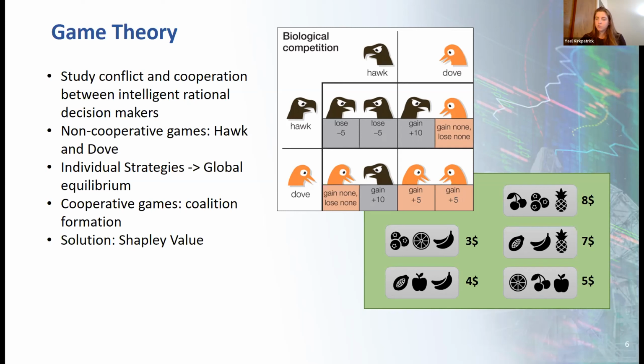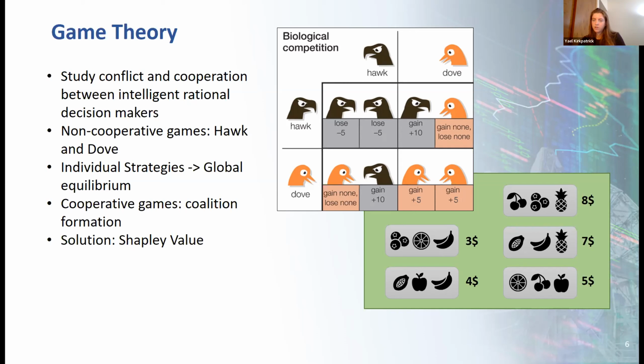Another example of a game is a cooperative game, where instead of players playing against each other and optimizing their own success, they try to optimize something together. An example of this is a coalition game, where different coalitions are awarded different values and the players need to decide how to divide this value between them.